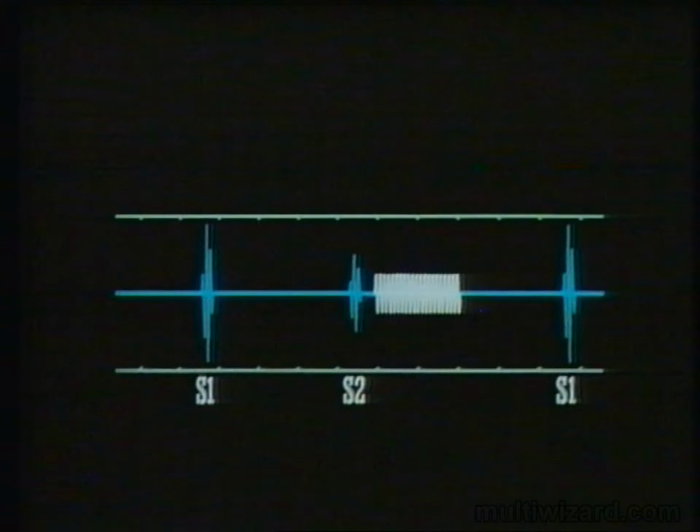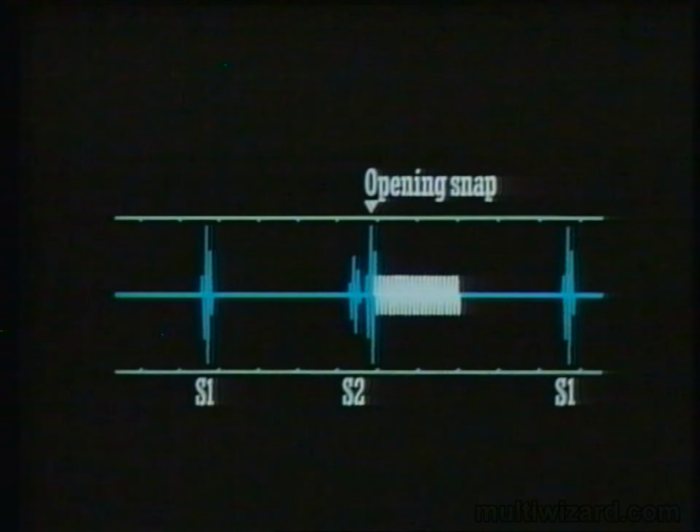There is also often a loud sound called an opening snap associated with the murmur. Let us listen to the effect of adding this in.